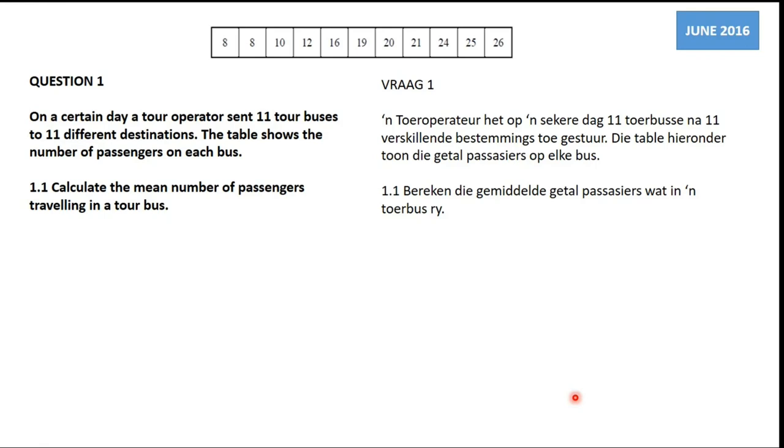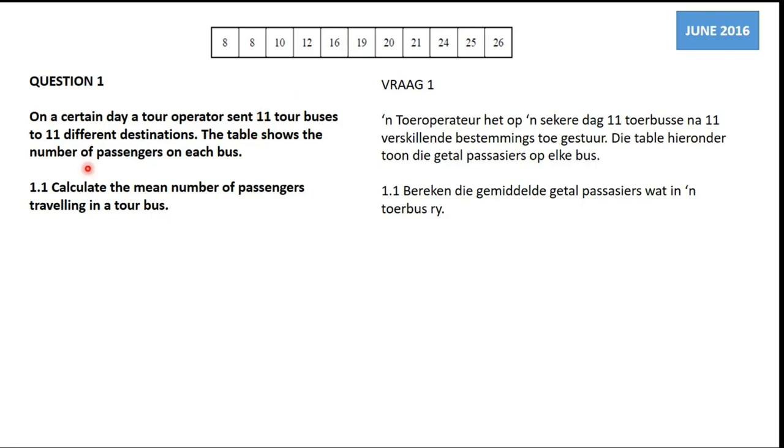When you get these numbers, you will remember, hopefully from grade 8 and 9, that you must always rearrange them first, from the lowest to the highest. Let's just count them quickly. 1, 2, 3, 4, 5, 6, 7, 8, 9, 10, 11. And it says 11, so I'm just checking that that's the same as that.